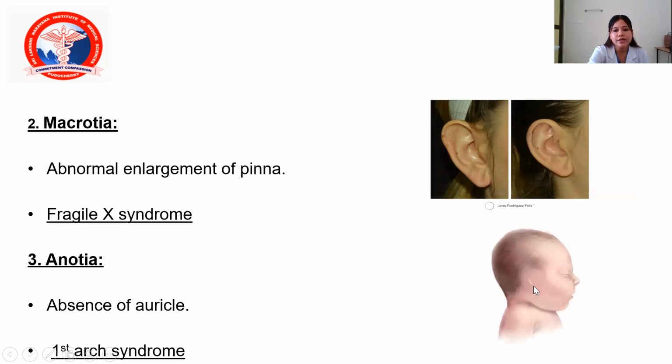Anotia. In this image, you can see the absence of the auricle. The absence of the auricle is known as anotia, and it is seen in first arch syndrome.